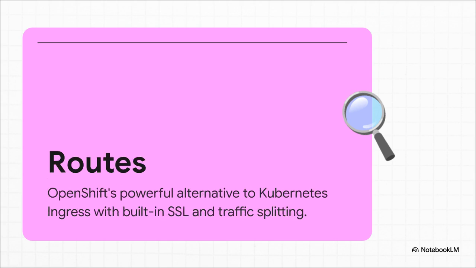If you're familiar with Kubernetes ingress, get ready to meet its bigger, more powerful sibling, routes. This is OpenShift's native solution for exposing your services to the outside world, and it comes packed with features right out of the box, like built-in TLS termination and advanced traffic splitting for things like blue-green deployments.